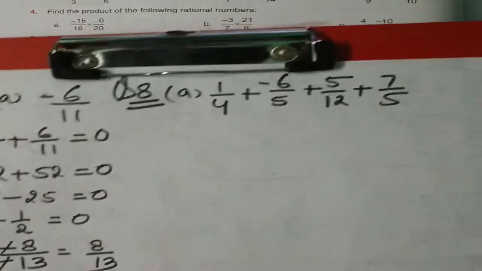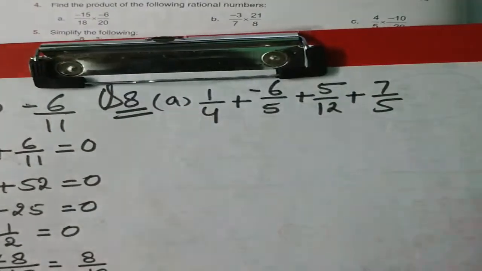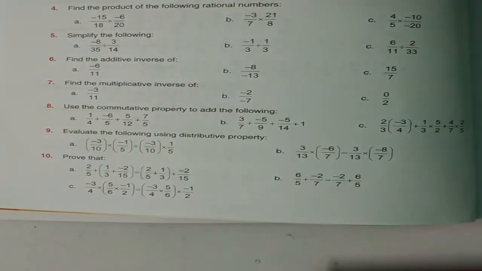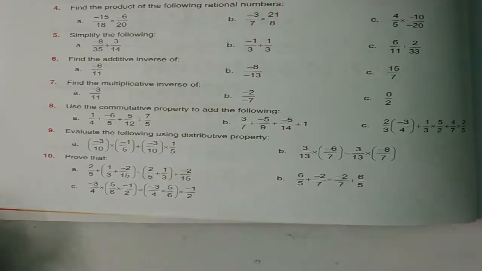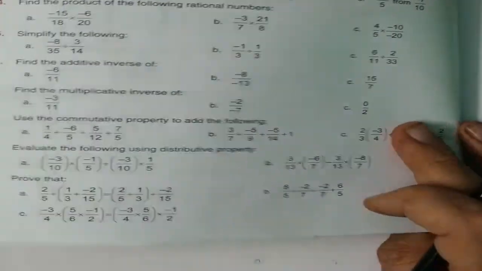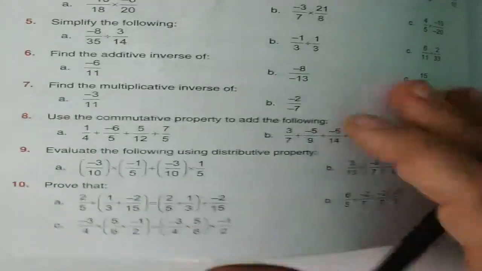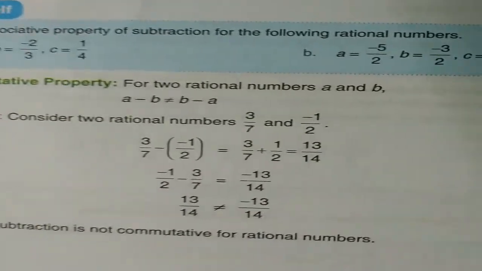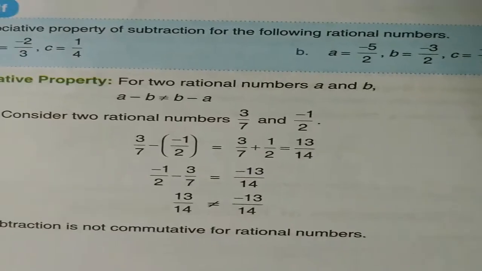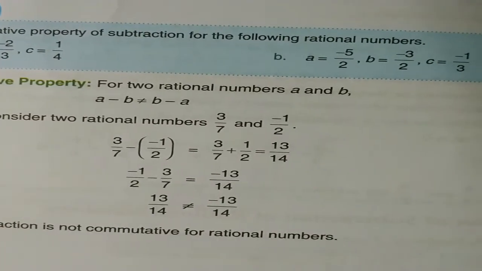Now the question says simplify by using commutative property. So what is commutative property? Now you have to remember the properties which are given here, and the commutative property is here. If you see here, it is written commutative, and there is a number given, a minus b is equal to b minus a.